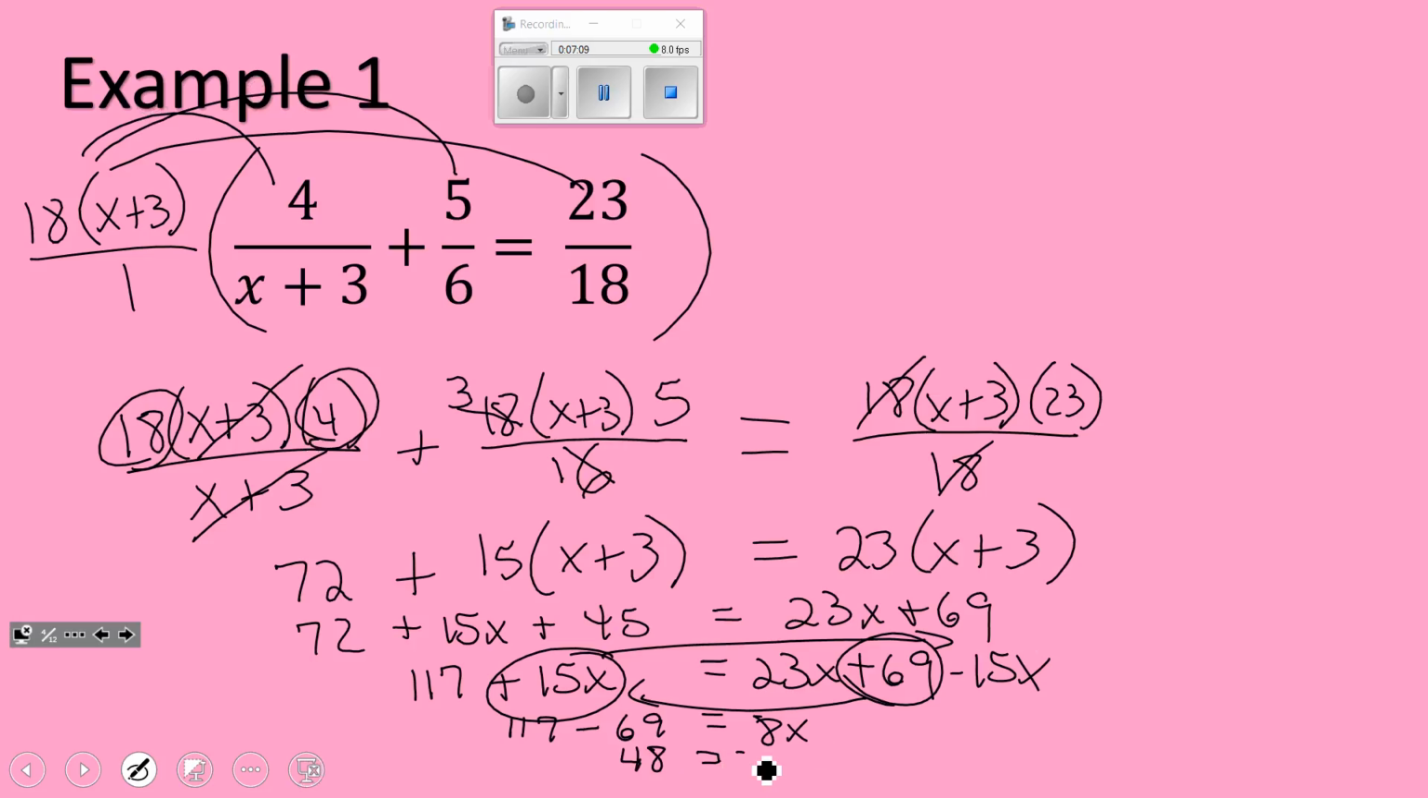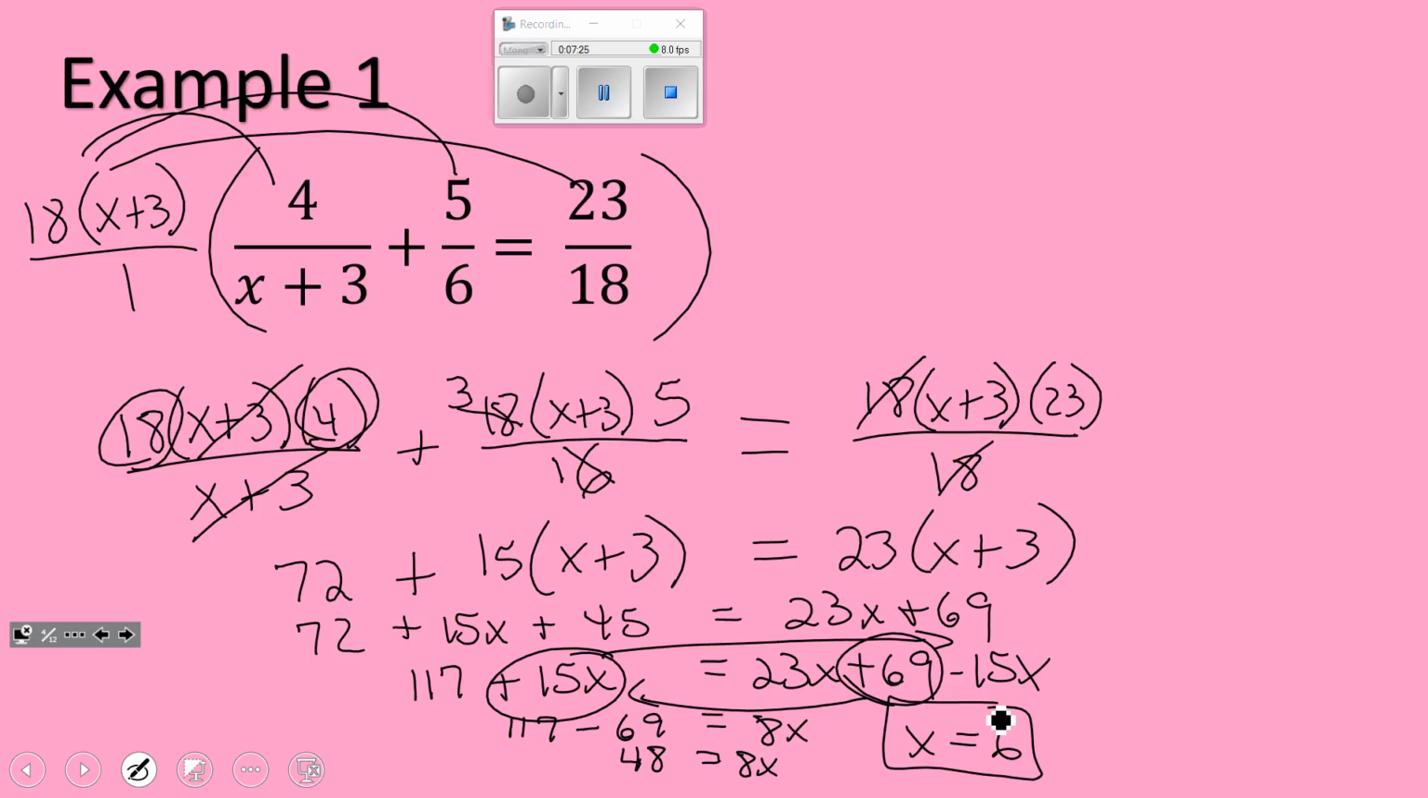So you end up with 48 equals 8x, so what's x equal to? 6. Now we've got to check it just to make sure it's not extraneous. What could x not be in this case? X cannot be equal to negative 3.